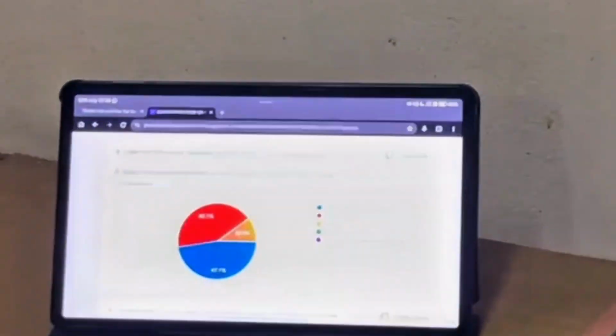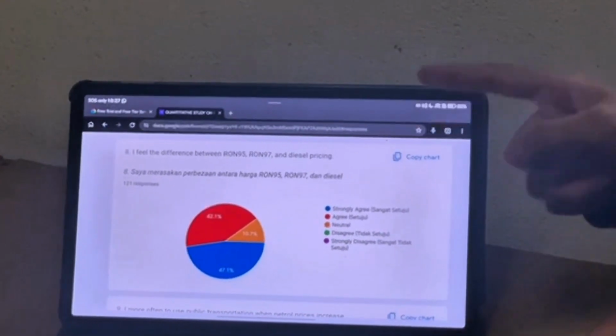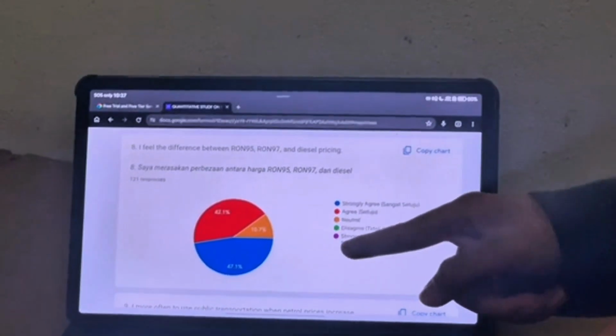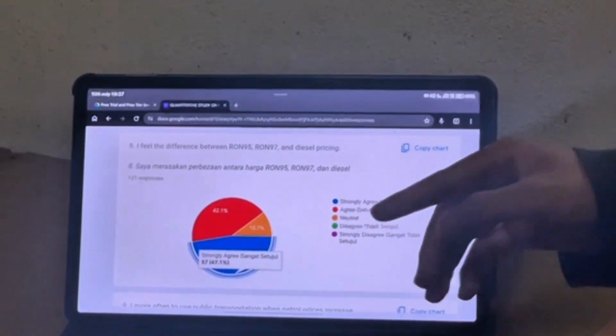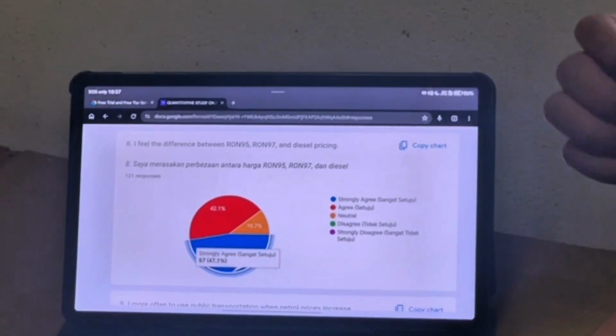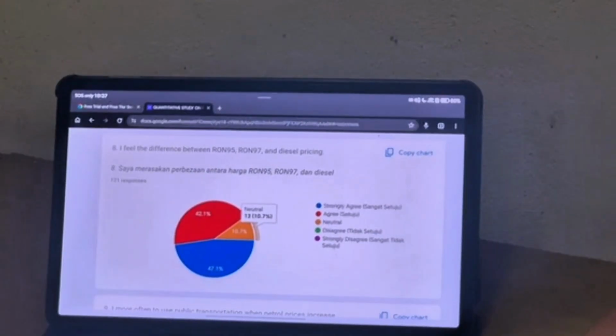The question stated, I feel the difference between RON 95, RON 97 and diesel pricing. Based on the data that we collected, for strongly agree we got 47.1%. For agree, we got 42.1%, and the rest is neutral, at 10.7%. Let's move on to the next question.